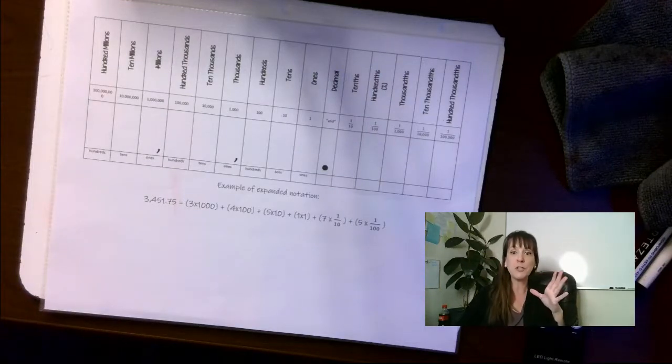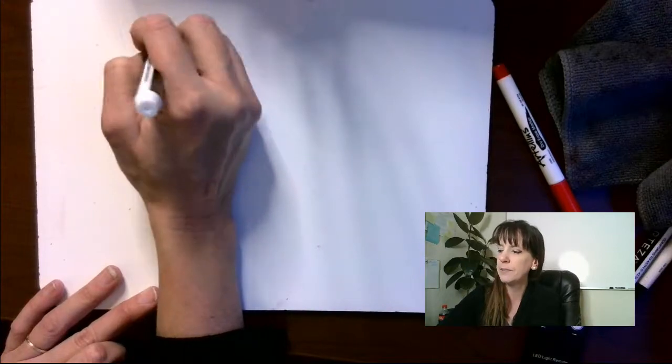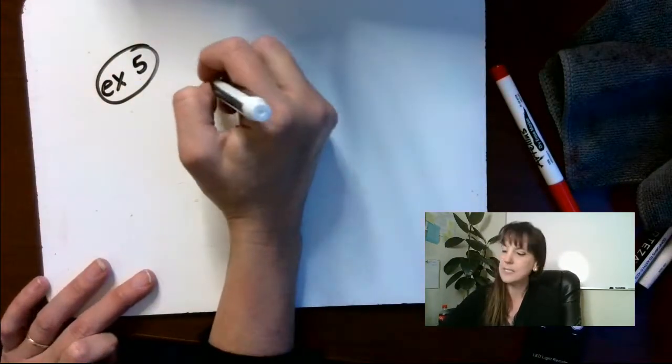Okay, now we're going to talk about fractions and how we round those guys. So I'm going to set this guy aside for right now. For example number 5, let me grab a marker. Example 5. This one says 14 and 7/12.